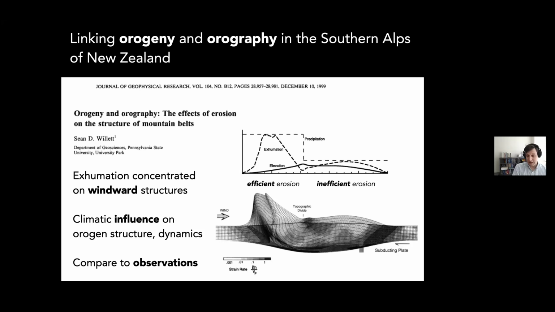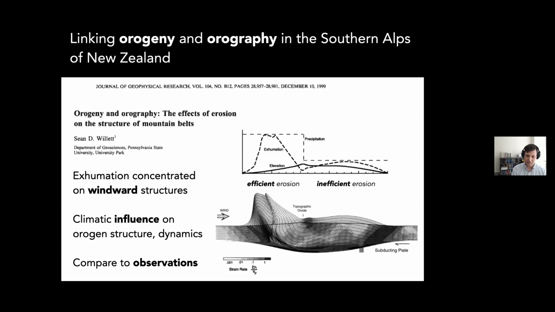What this study essentially found is that when you change the prevailing wind direction and you change the erosional efficiency on one side of an orogen versus the other side, you can dramatically change both the strain rate and also the amount of exhumation on either side of the orogen. So this suggests that there may be a very strong climatic influence on both the structure and the dynamics of convergent plate boundary orogens.